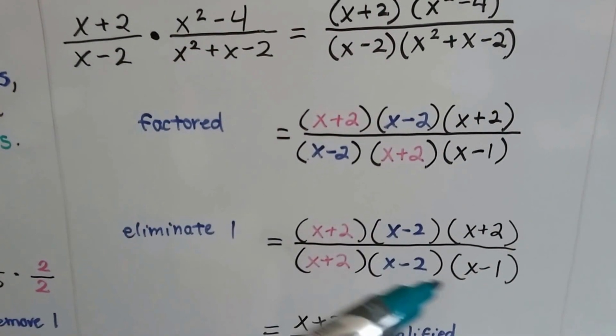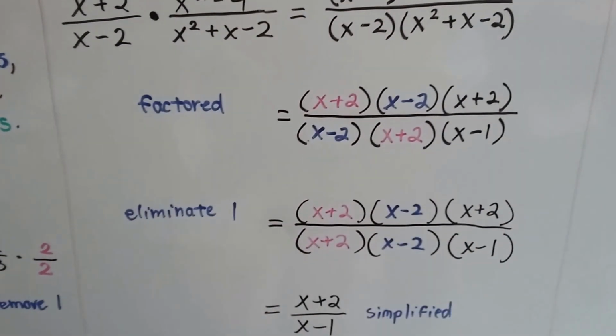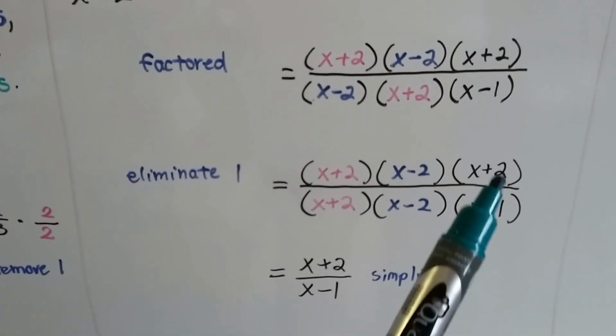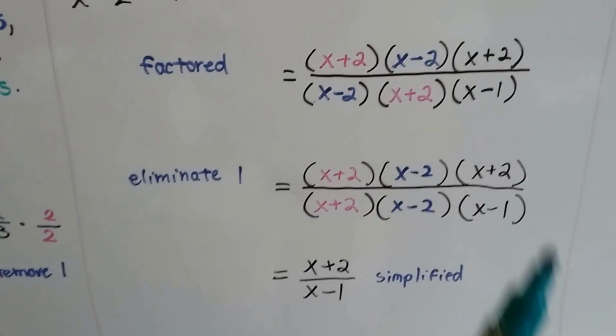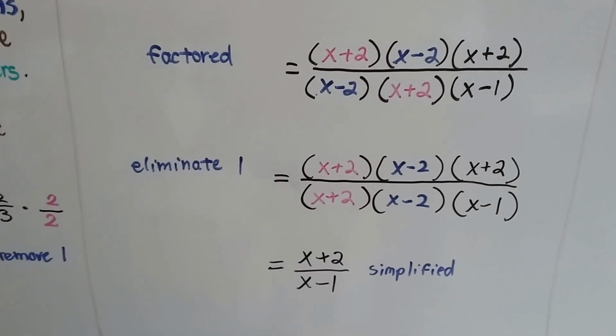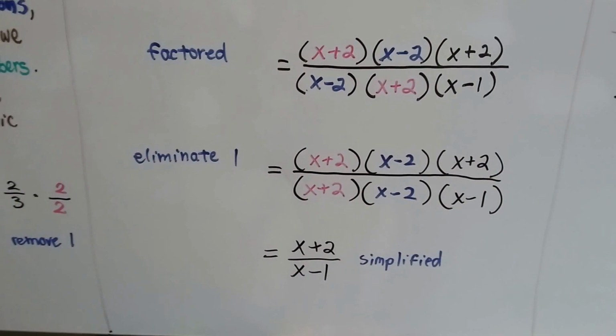And we can see all we've got left is an x plus 2 over x minus 1 when it's simplified, see? And if we multiplied that by 1, it would still be that, and if we multiplied it by 1 again, it would still be that. So that's what we've got, x plus 2 divided by x minus 1, all right?